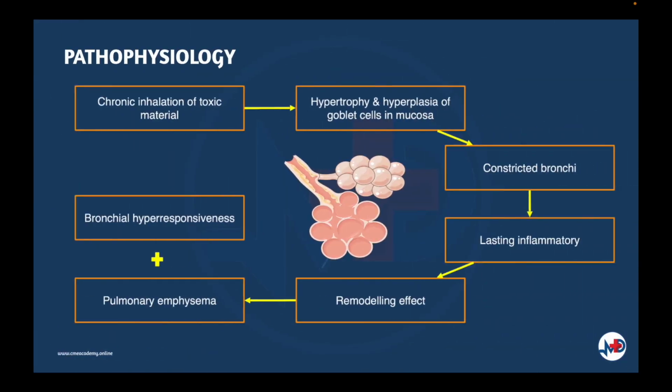After years of damage caused by inhaled toxic materials such as cigarette smoke, there is hypertrophy and hyperplasia of goblet cells in the mucosa of the bronchi. This results in an increased production of mucus whose removal can no longer be guaranteed by the ciliated epithelium. The lumen of the bronchi is constricted and therefore promotes a lasting inflammatory reaction. This inflammation leads to a remodeling process, so the obstruction is both functionally and structurally permanent.